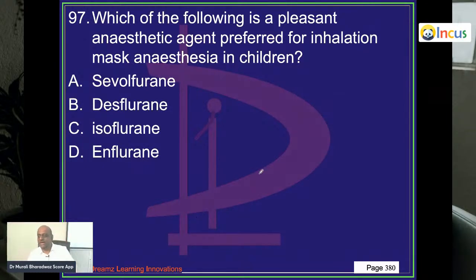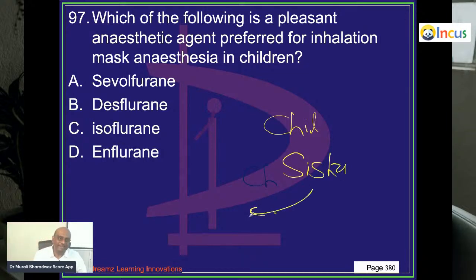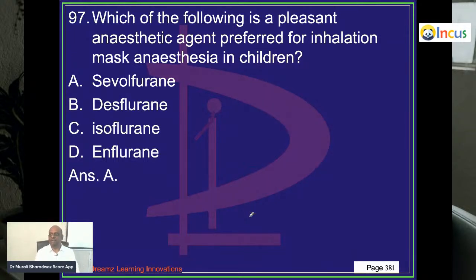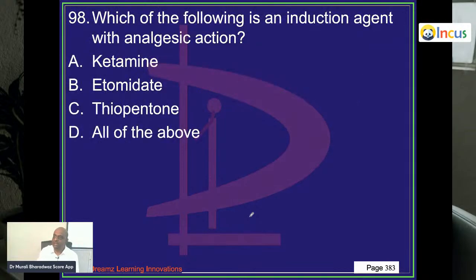Shishu, child means what? Child means Shishu. In Shishu, which inhalation anesthetic? Sevoflurane. S for Shishu, child. S for Sevoflurane. Agreed, doctor?